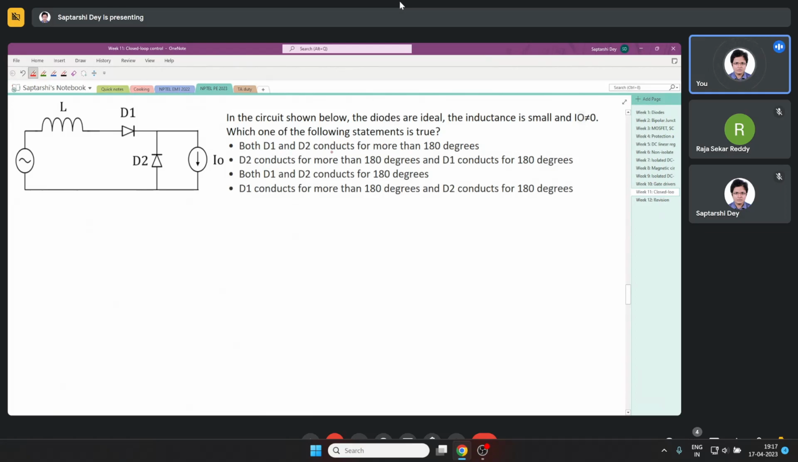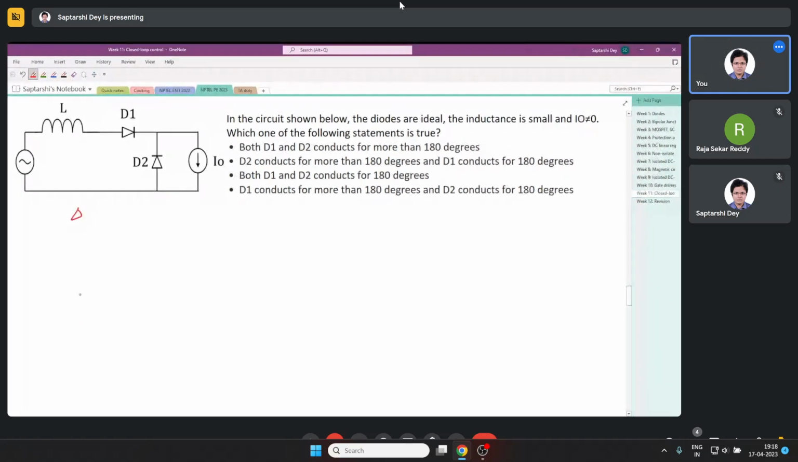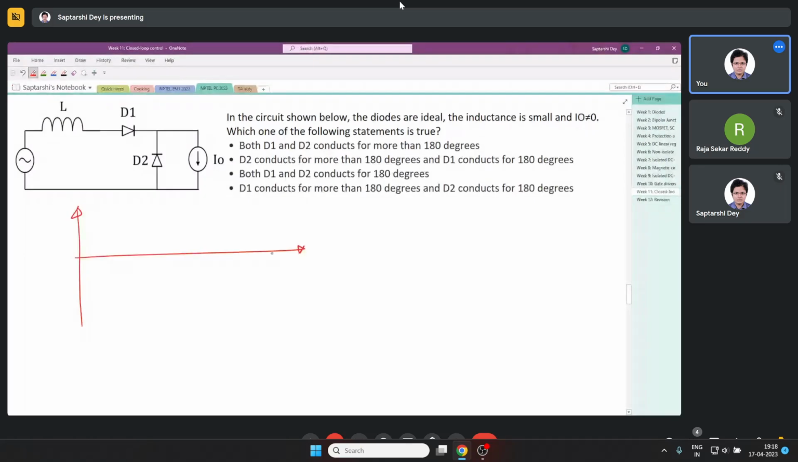So the statements are all about how long D1 and D2 conduct. Okay, we'll see. So this is an AC source. So I will draw the voltage.